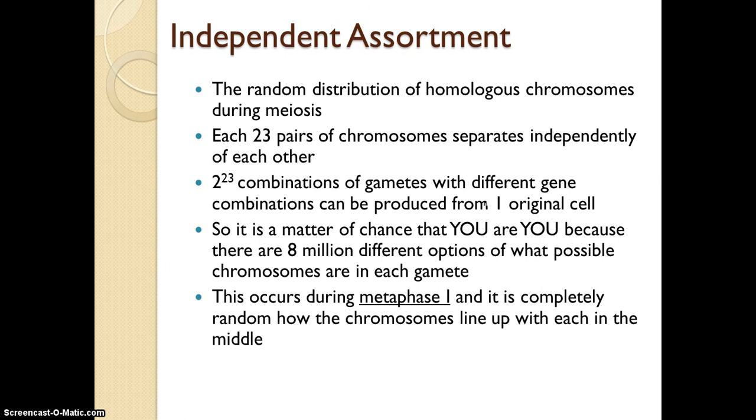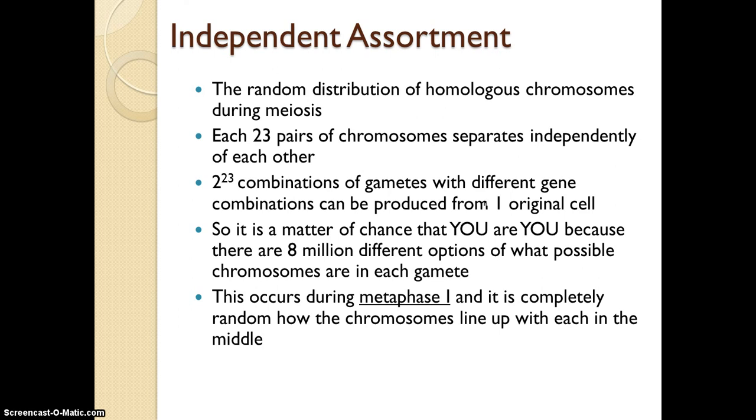How those homologous pairs line up in the middle is random and independent of the other. Thus, this gives us as humans 2 to the 23rd combinations of gamete types that you personally can create. It is completely by chance that you are you because of these 8 million plus options of what possible chromosomes could be in each gamete.